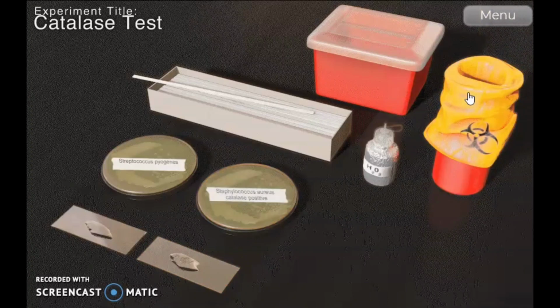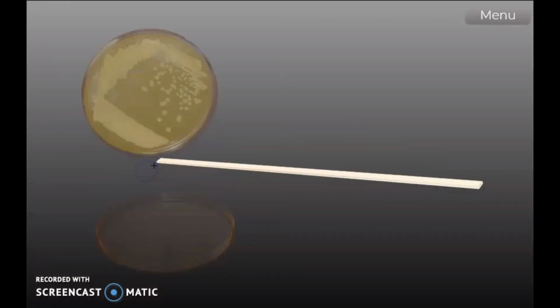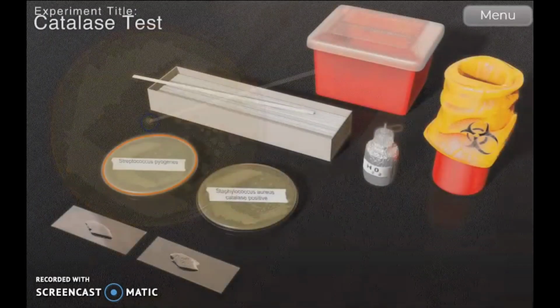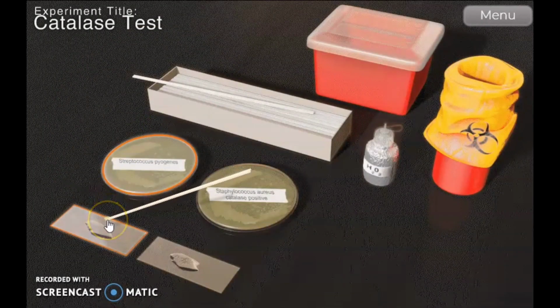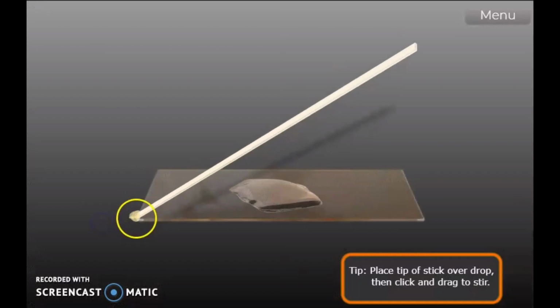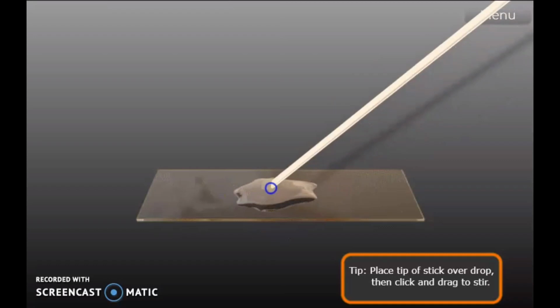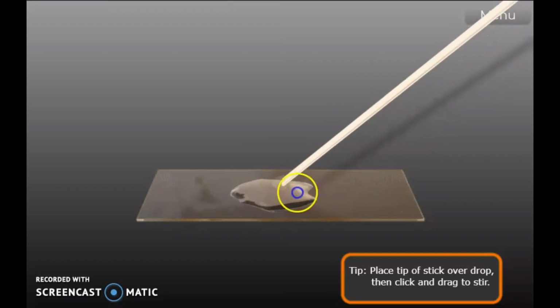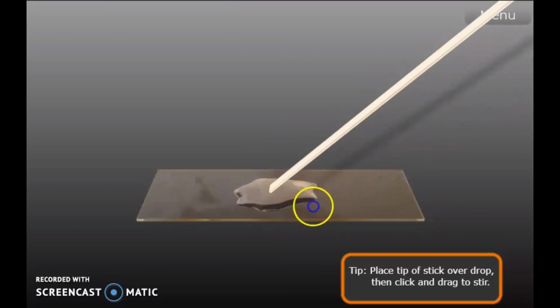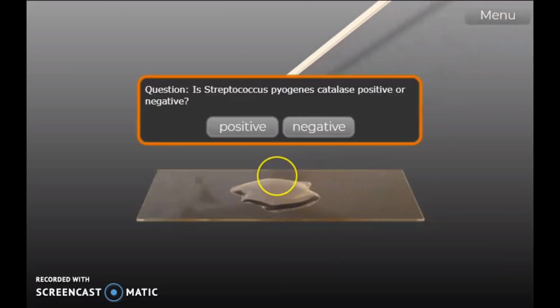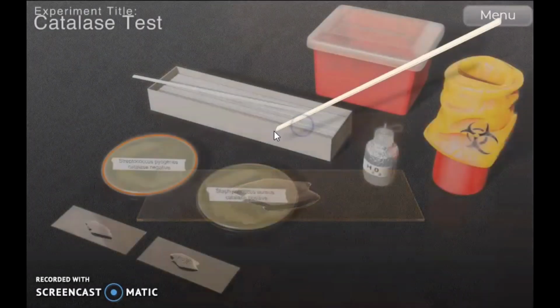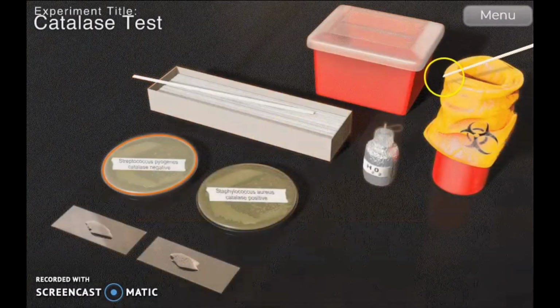And then dispose of the toothpick. Dispose of the slide. Then we do the same for this one. Mix bacteria into H2O2. And for negative, we can see it does not have bubbles.